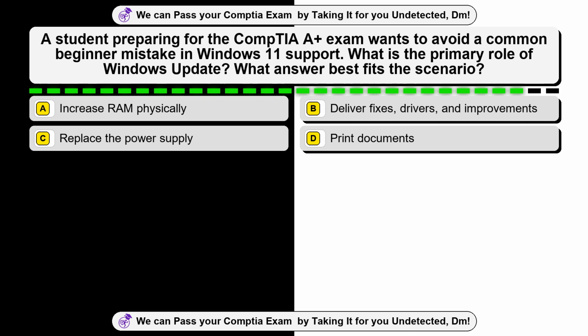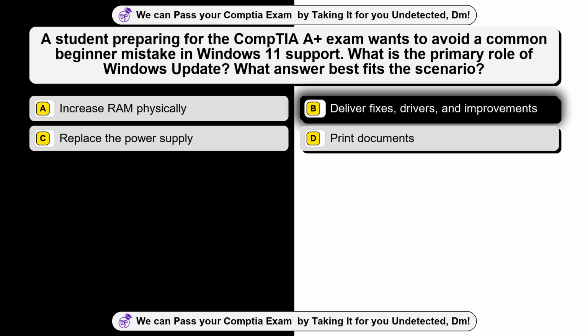Question 5. A student preparing for the CompTIA A+ exam wants to avoid a common beginner mistake in Windows 11 support. What is the primary role of Windows Update? What answer best fits the scenario? Option A. Increase RAM physically. Option B. Deliver fixes, drivers, and improvements. Option C. Replace the power supply. Option D. Print documents. The correct answer is option B.